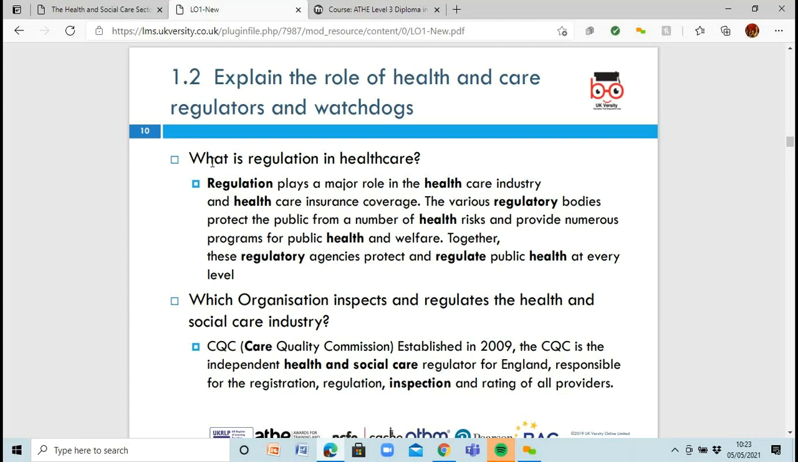They're responsible for the registration of all clinicians, the regulation of them, the inspection of them, and then it gives you a rating. So if you were to go into a hotel and you've got a 4-star hotel, that's a rating, or a 5-star hotel, or 2-star. This is the same sort of system. It might not work as 2, 3, 4, or 5 stars, but they give a rating of what the providers are doing and what level of standard they're at.